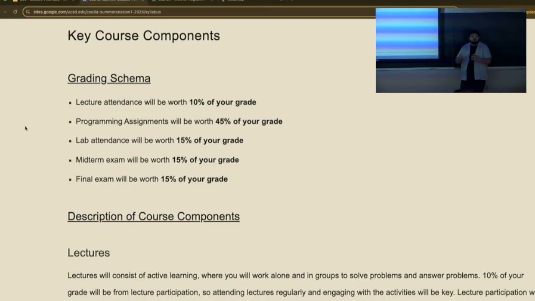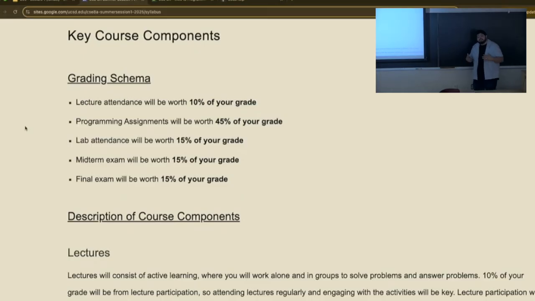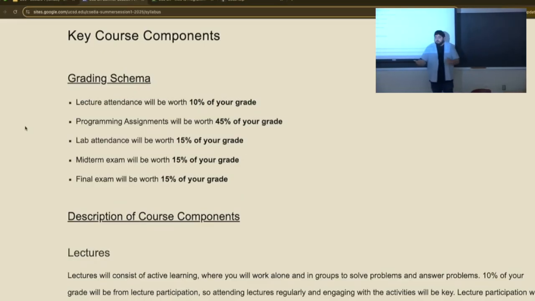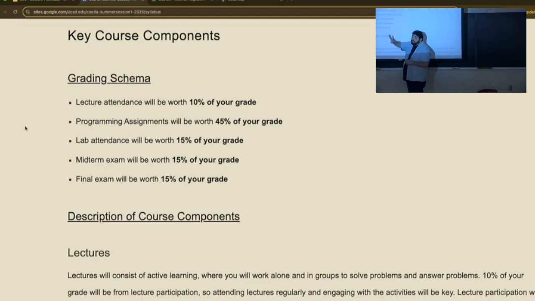Programming assignments. Programming assignments it is 45% of your grade. It does seem like a lot, right? 45% seems like a lot. But that's because our programming assignments are basically going to be the main task that we can do to make sure and assess that you are actually learning the programming that you need for computer science, right? And we will have a total of 6 programming assignments.